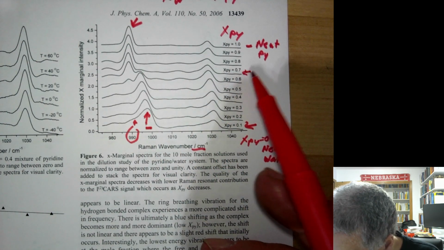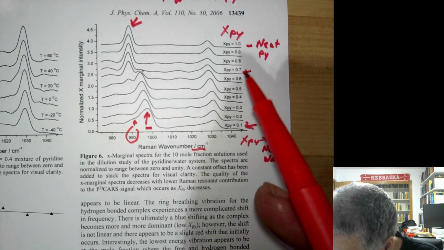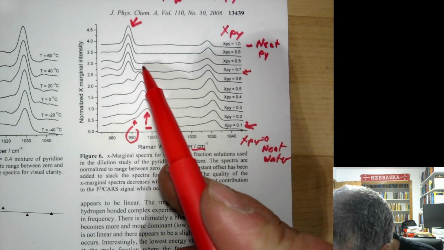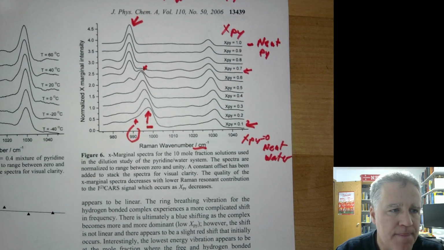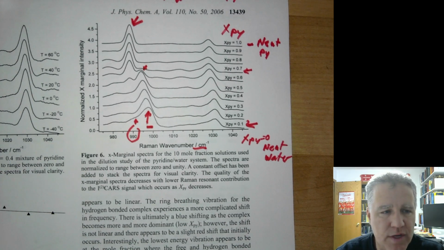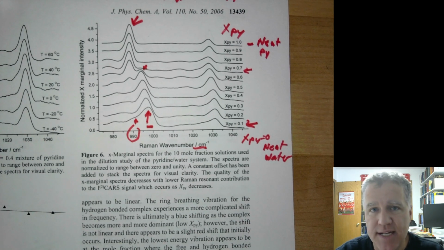Now, as we go to some of these intermediate ones, we can see that this shifts even at a mole fraction of 0.7. Let's see, where's 7? There's 7. Just barely starting to get a little bit of a hump there, but almost always non-hydrogen bonding. So when there's 7 pyridines out of every 10 molecules, most of them are spending time not hydrogen bonding. And remember, pyridine can't hydrogen bond with itself.